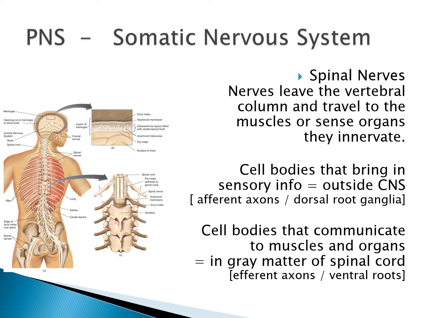We also have cell bodies that are communicating to the muscles and cells. So going out from the central nervous system, we see those cell bodies are in the gray matter of the spinal cord, and they are efferent axons, so exiting axons, and those are coming through the ventral roots.